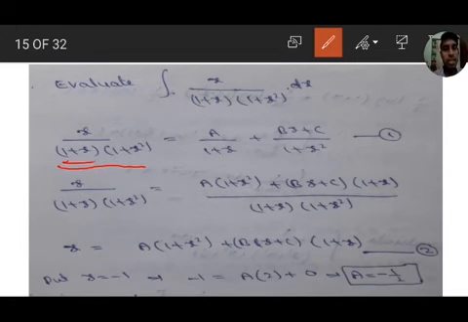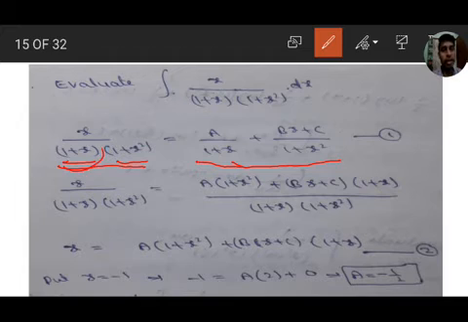1 plus x is the linear factor, 1 plus x square is the quadratic factor. So it will come to the third method, quadratic factor. For the linear factor in partial fractions, a constant: a by 1 plus x, the first one is the linear factor, and the second one is the quadratic factor, that is plus bx plus c by 1 plus x square. Now we need to find the a value, b value, c value.